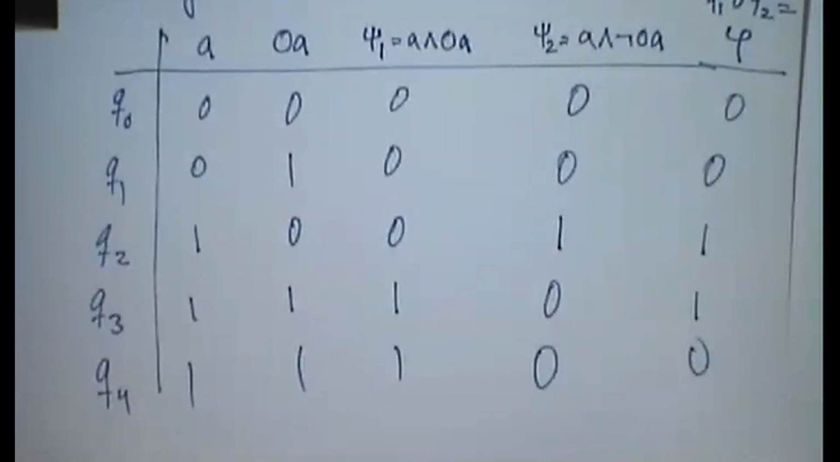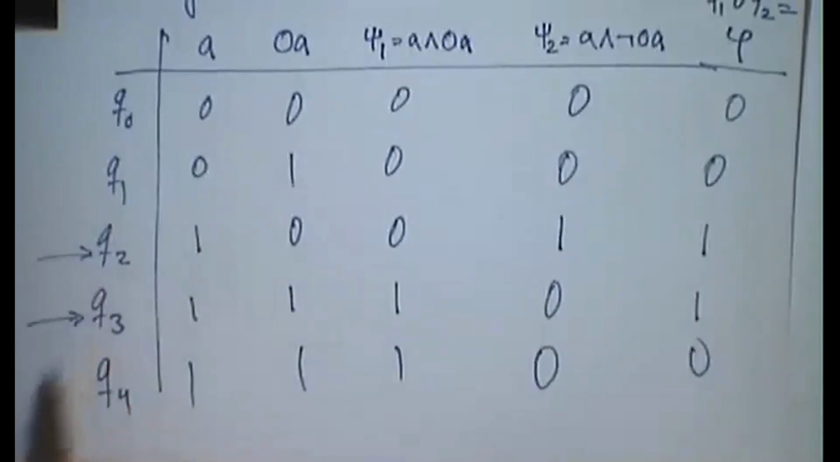So before going into the construction of the automaton itself, which are our initial states here? Our initial states are all the states that have our formula phi in them. And this is Q2 and Q3. So these are the initial states.